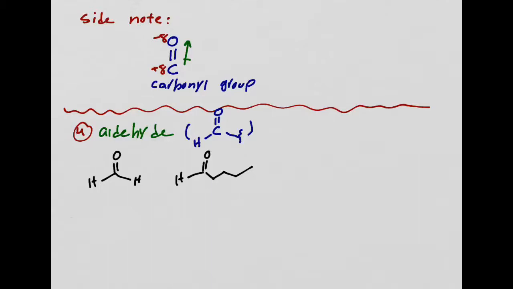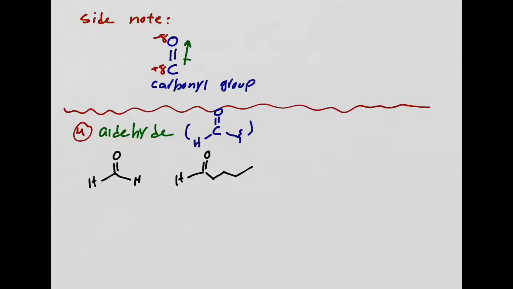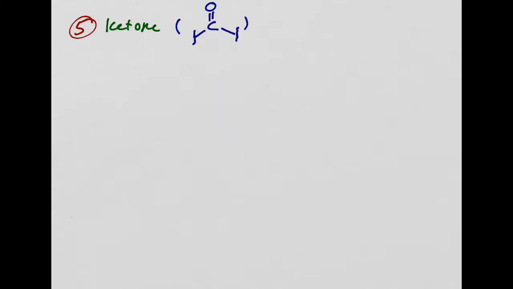Now, number 5. So number 4 was aldehyde. Number 5, we're halfway there. Ketone. Ketone is when you have carbon double bonded to oxygen again, and on both sides you have a carbon atom. So aldehyde, at least one side has to be attached to hydrogen. Ketone, both sides are attached to carbon. So let me give you an example. Here is a ketone. Okay. Here is another ketone. Example of ketone in a compound.